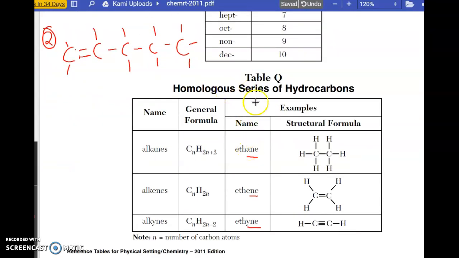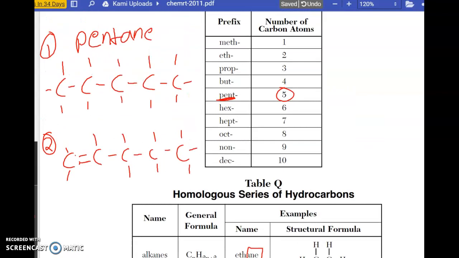So table Q is where you get the ending of the name, and it's always going to end in ane, ene, or yne. And that's it. So let's try the second one.